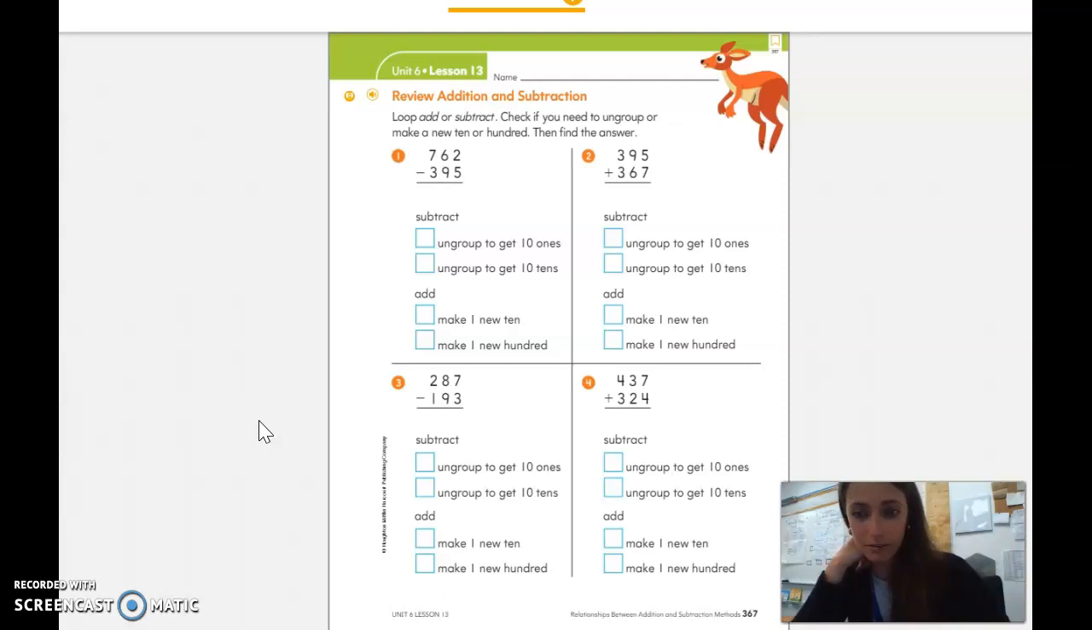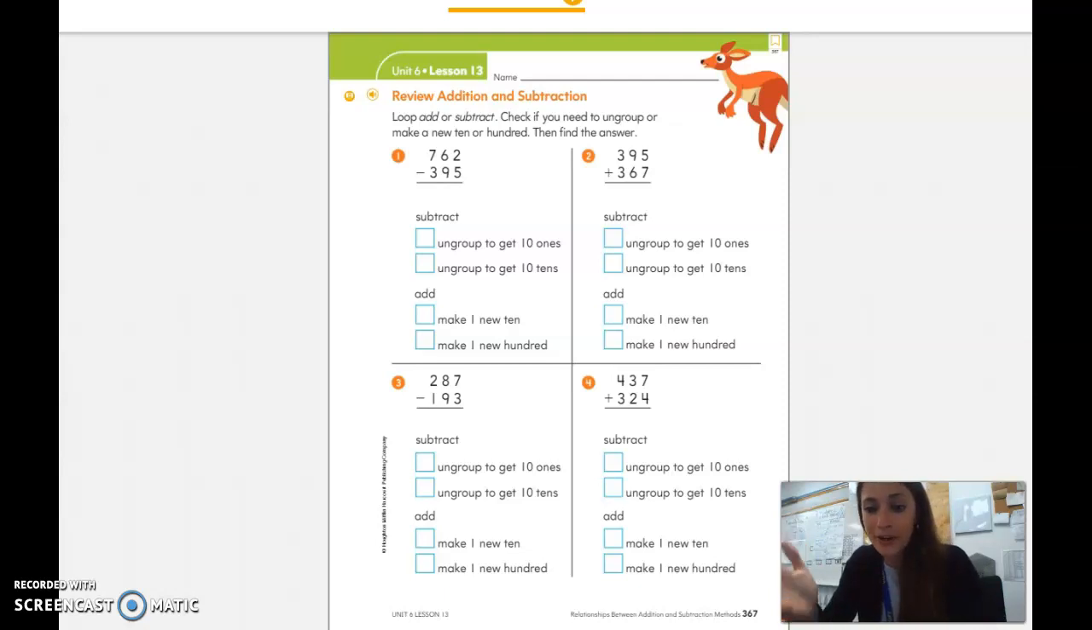that are already there. What do you do when you make a new 100? Think about that. If there are enough 10s to make a new 100, you add the new 100 to the hundreds that are already there. So now let's talk about subtraction.